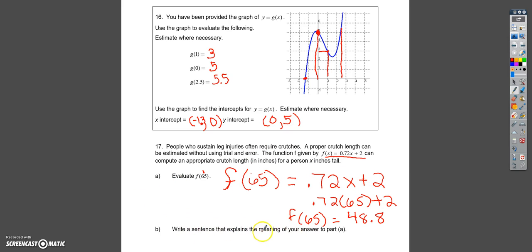So write a sentence that explains the meaning of your part A. So that would be, for a person 65 inches tall, their crutch length needs to be 48.8 inches.